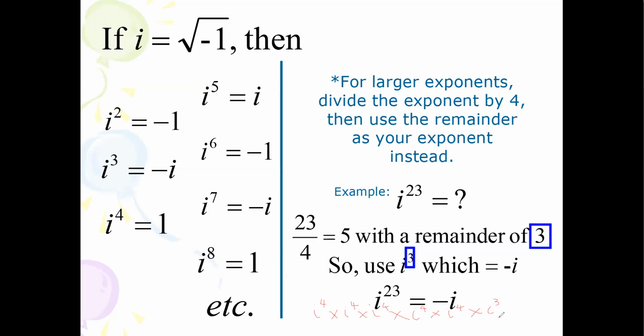So each i to the 4 is really 1. So all the i to the 4s will become 1. And then i to the 3rd power, it's not hard to figure out, is -i. So i to the 23 is -i, right? That's an easier way to evaluate those very, very large powers. That's something just by the way, an interesting fact.